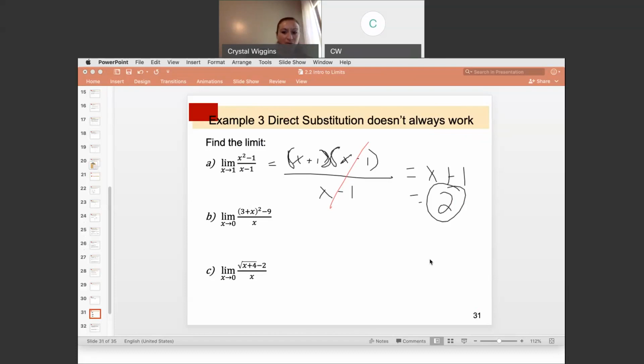Now for the second one, I'm going to have to go to the actual whiteboard for this one because this one's going to be a little bit more work and I'm going to need more room. So let me go to the whiteboard for this.